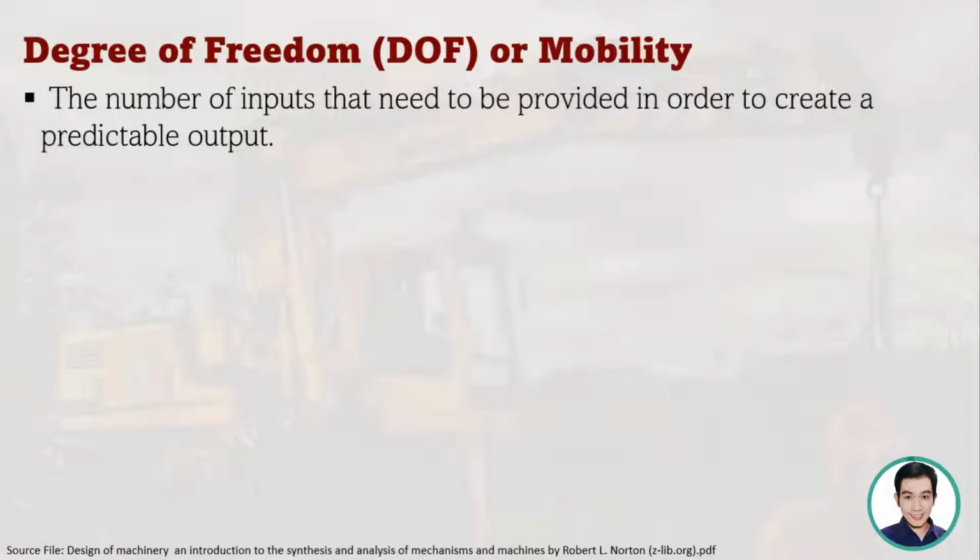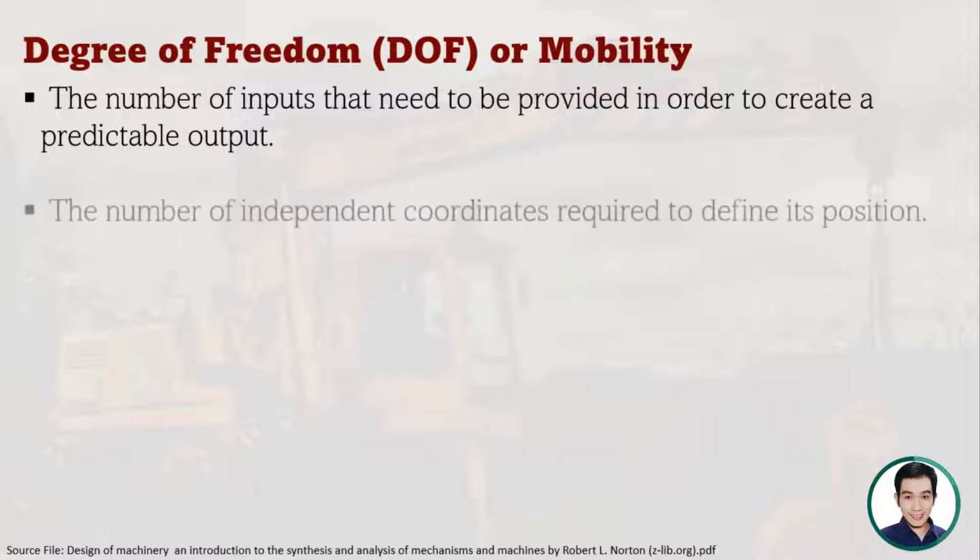It is also defined as the number of inputs that need to be provided in order to create a predictable output. So just like what we said a while ago, say for example, your output is a rotation or a translation or a rolling slide, then you have to determine the input needed so that you can produce the predictable output.